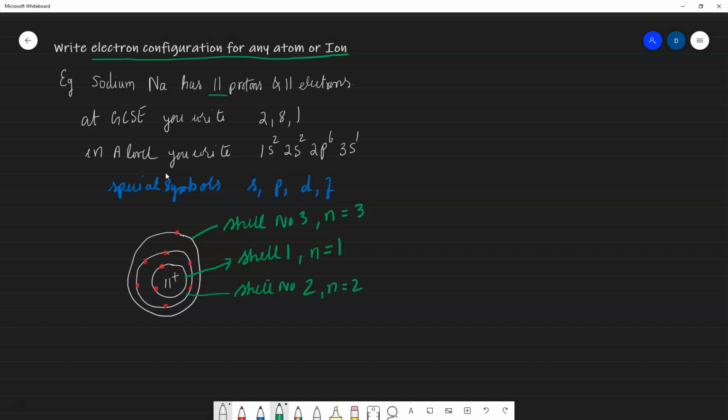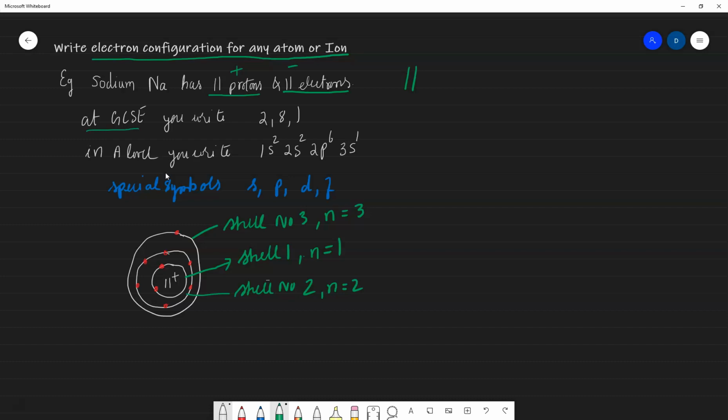You know sodium has got 11 protons. The atomic number of sodium is 11. So because it has 11 protons, there must be 11 electrons, because the atom as a whole is neutral. The number of plus charge must match the number of the negative charge.